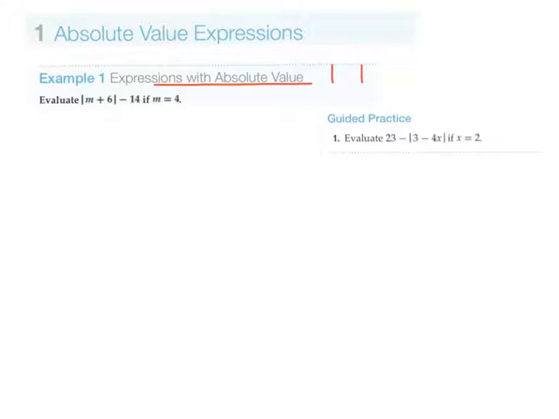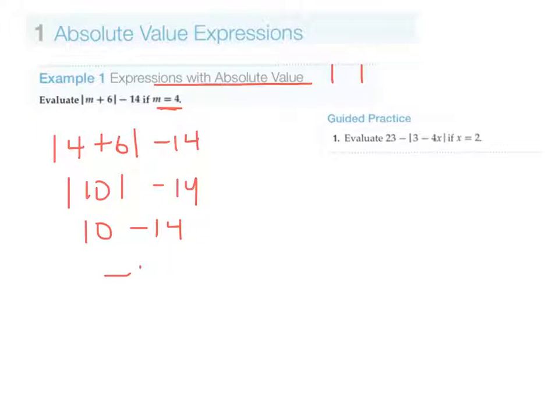We're going to treat it like parentheses, or in this case, we're going to substitute. So we're going to put a 4 in for m. So 4 goes right here for m. We have absolute value minus 14. So inside the absolute value, we're going to do it like parentheses, and so that becomes a 10. Since it's already positive, the answer stays as a 10. So outside the absolute values, it's 10, and now we're going to subtract 14, so we end up with the answer of a negative 4.